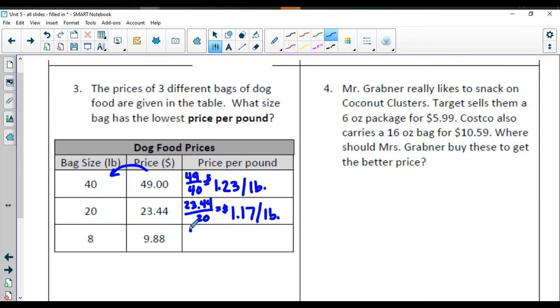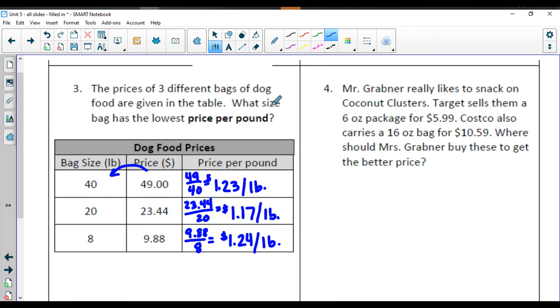The last one here, we're going to do 9.88 divided by 8 pounds. And 9.88 divided by 8 is going to give me 1.235. So that 3 is actually going to round up to a 4 due to the fact that it's followed by a 5. And that would cause us to round up. So it's $1.24 per pound.